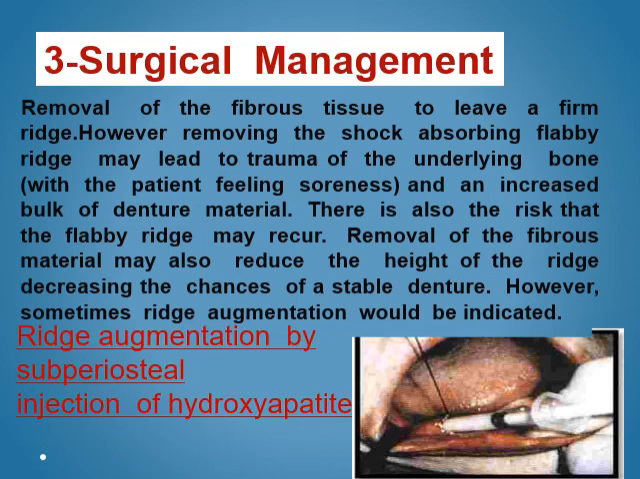It may come back again after you remove it surgically. Removal of the fibrous material may also reduce the height of the ridge and decrease the chance of a stable denture. All of these are considered disadvantages of surgical management. However, sometimes ridge augmentation would be indicated. In this case, if you remove this part, you will need to do ridge augmentation. Ridge augmentation is done by subperiosteal injection of hydroxyapatite.